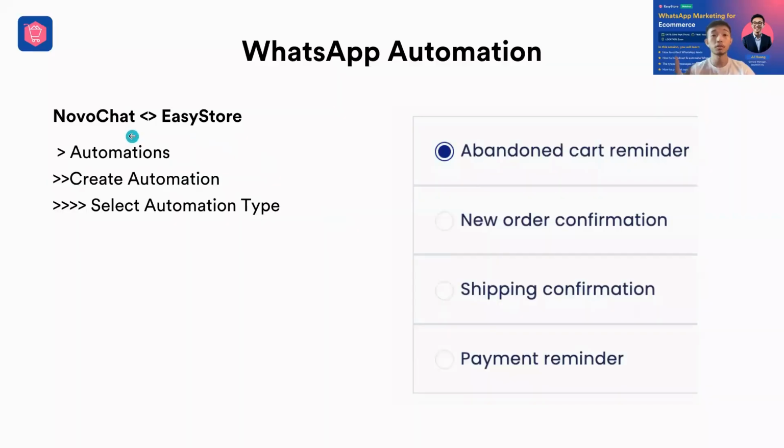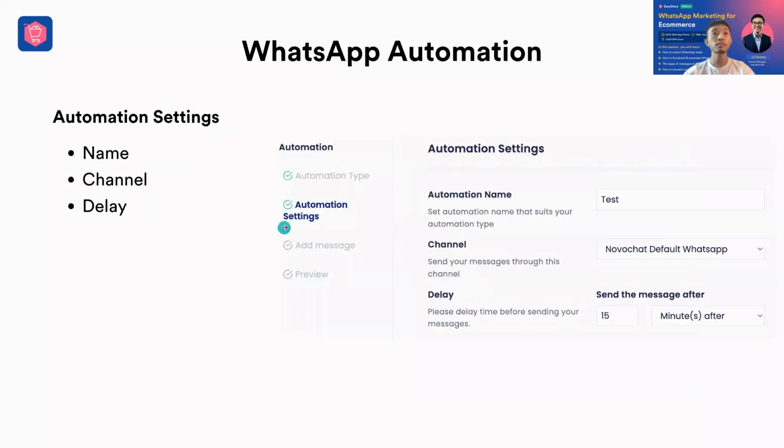If you use NovoChat, which is very synced to EasyStore, you can create automation, and then you can select the different automation types like this. After you select the automation type, you can name your automation so that you can identify it in the future. And you can select different channels. So you can use WhatsApp, Messenger, Telegram, Instagram. But for the sake of this webinar, we are talking about WhatsApp, right? So let's select WhatsApp. And the important part would be delay.